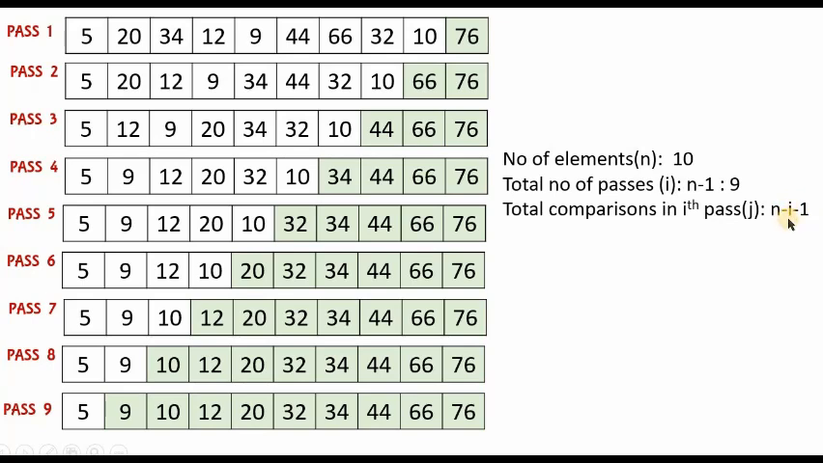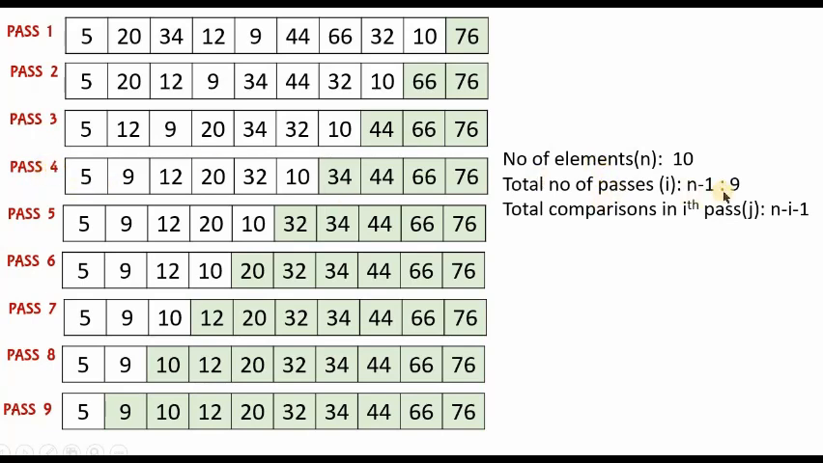I is the pass number. If I consider pass 4, there is a limit over here. That means this is the sorted part of the array, this is the unsorted part. I need to sort only these elements. Hence the total number of comparisons I need to perform here are 5 and 9, 1, 2, 3, 4 and 5. So at pass 4, the total number of comparisons is n minus 4 minus 1, that is 5. We have to perform 5 comparisons in pass number 4.